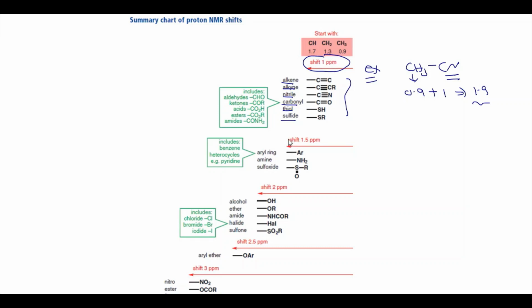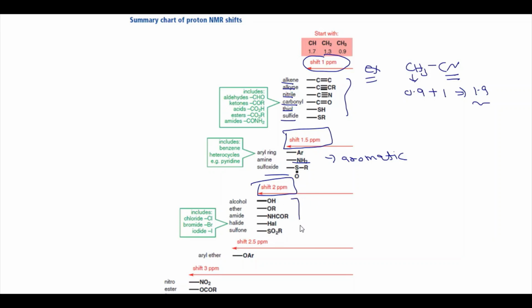Now the second shift is 1.5 ppm. These are the aromatic system, in which the carbon is attached to the aromatic system, or an amine type of system, and sulfoxide type of system, which can create a shift of 1.5 ppm. Next shift is 2 ppm, which contains a more electronegative atom like OH, amide, esters, and halides.